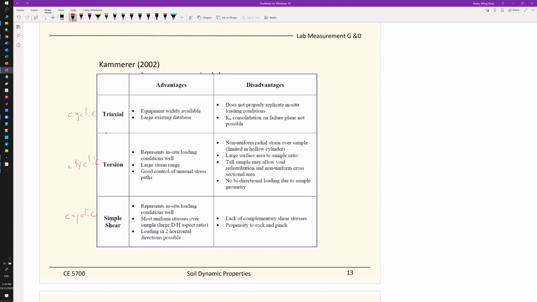Many times, if you upgrade your existing triaxial test, you have a cyclic triaxial working station, and many tests have been done in the past. So you have a lot of data available. The disadvantage is you cannot duplicate the in situ loading conditions, which means those principal axis rotations that I talked about.